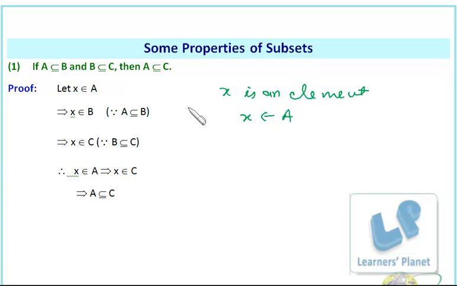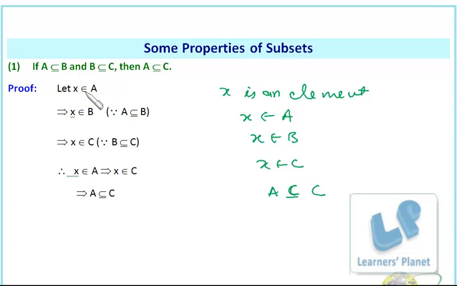Now since A is a subset of B, that means x belongs to B also, because what is the definition of subsets? All the elements of set A are there in set B. If x is an element in set A, then x should definitely be an element in set B, right? So A is a subset of B. If x belongs to A, then x belongs to B also, right? Now B is a subset of C. So if x belongs to B, x belongs to C also. Okay, so if x belongs to C, that means A is a subset of C also, right?